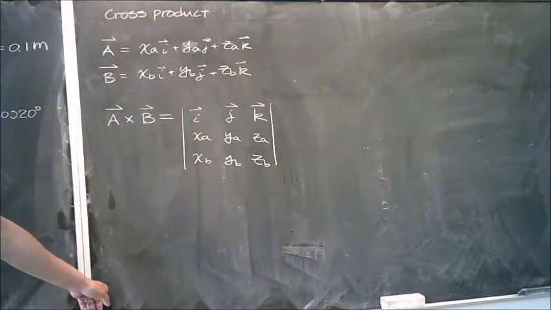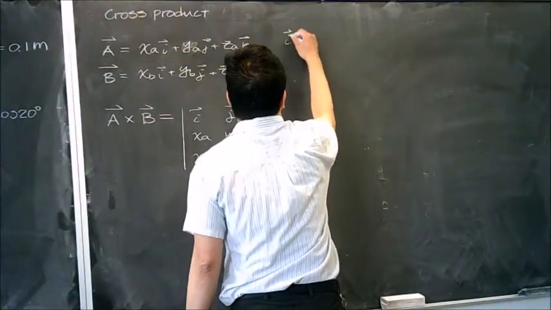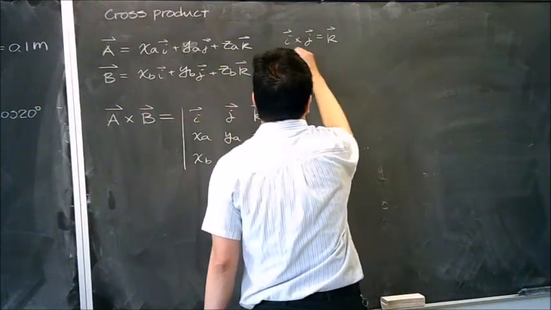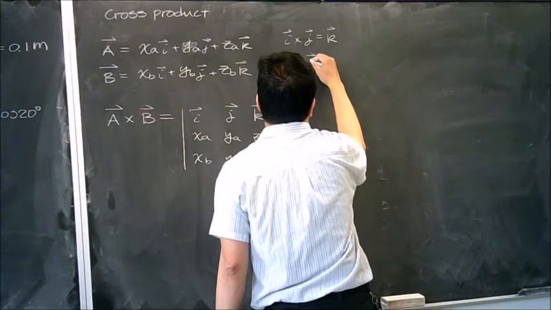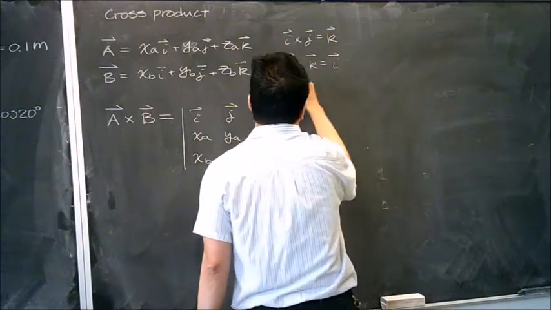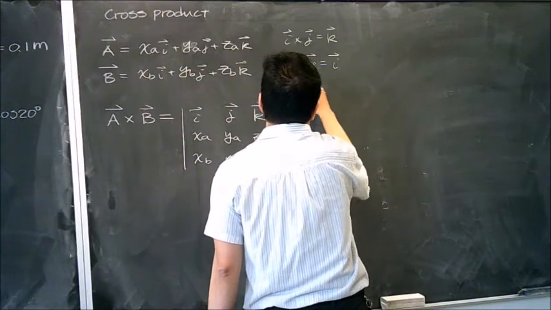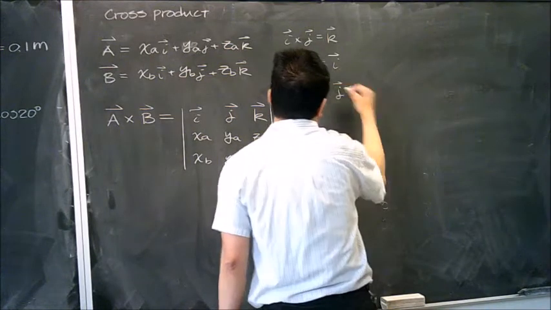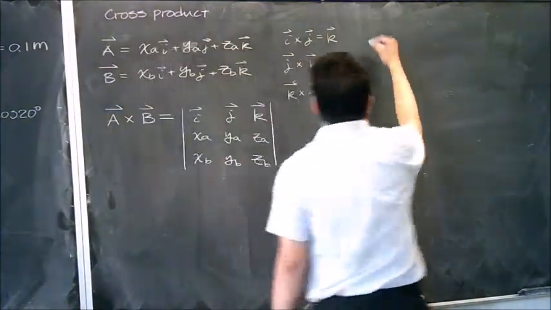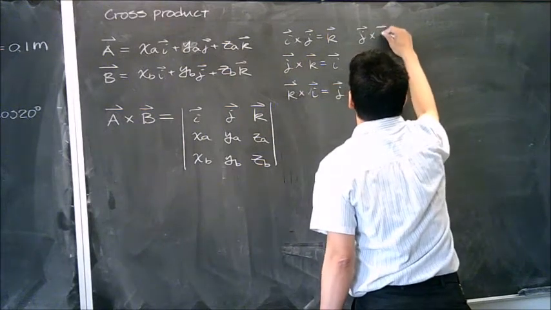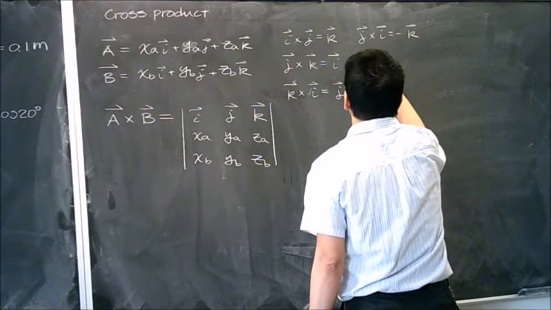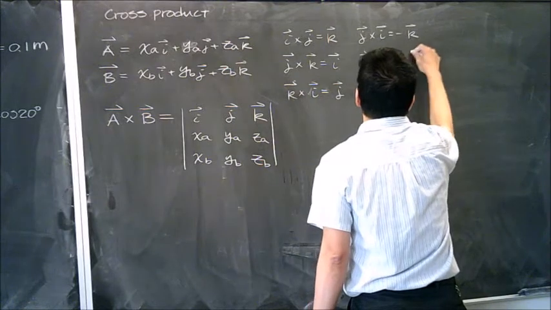So when we are doing this, the definition is going to be a little bit different. I cross product J becomes K, J cross product K equals I, K cross product I equals J. If we inverse that, then we need to have a negative sign in front of it.